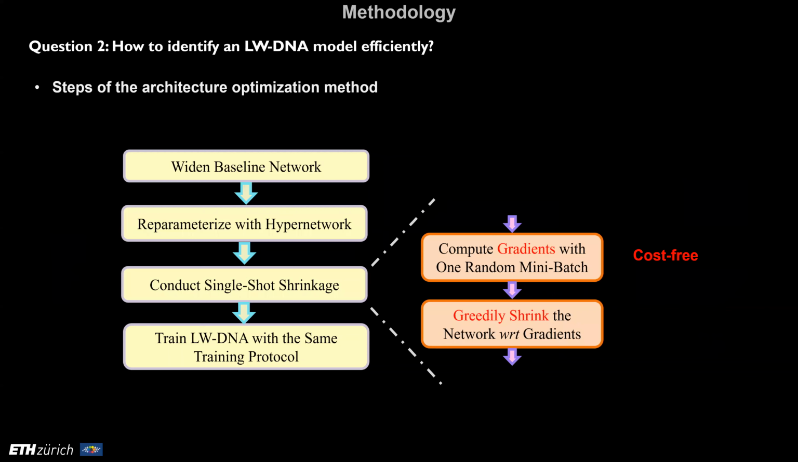And here we show the pipeline of the proposed method. First of all, we widen the baseline network, and we reparameterize it with hypernetworks. After that, we conduct a single-shot shrinkage method. And in this stage, we compute the gradient with one random batch. And this approach ensures a cost-free optimization. And after that, we greatly shrink the network with respect to the gradients. And finally, the identified LWDM models are trained from scratch with the same training protocol as the baseline.